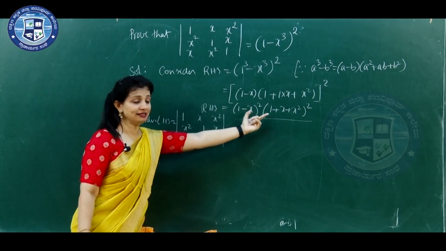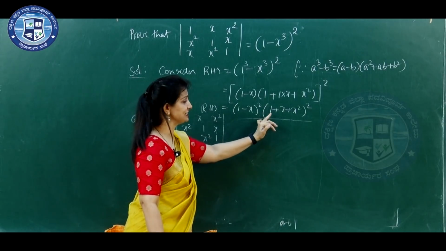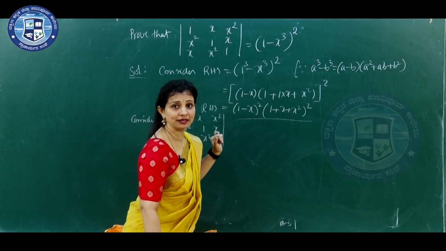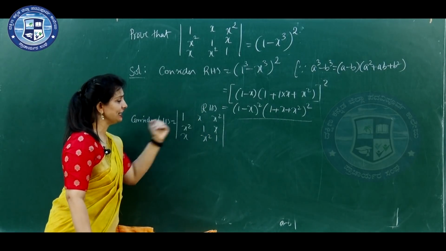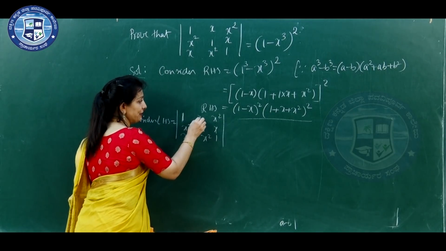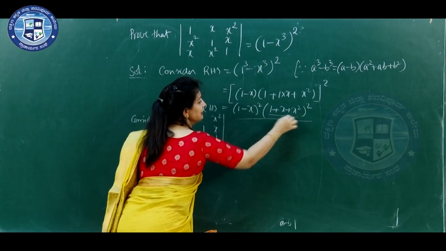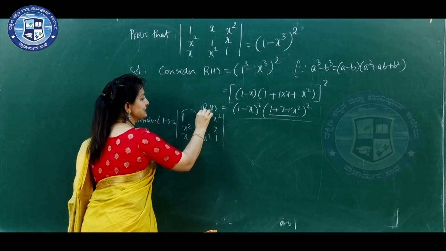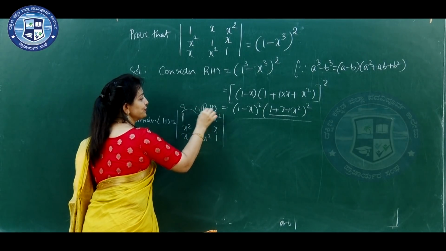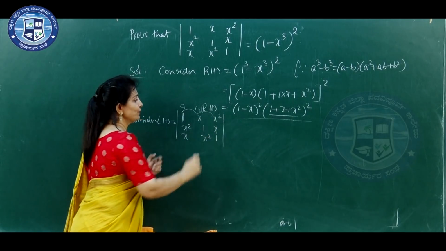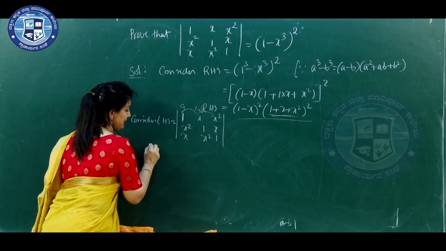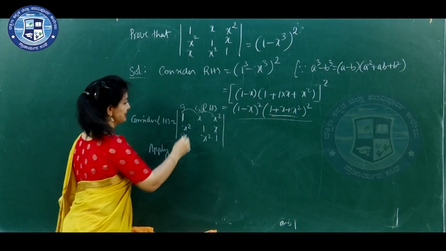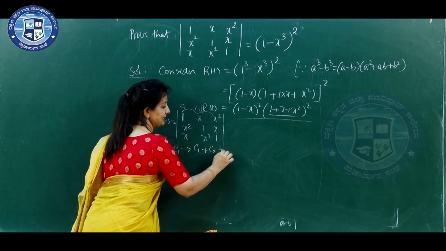So, our aim is to get the factors of RHS. What are the factors of RHS? Either you need to get 1 minus x or 1 plus x plus x square, which is possible to get. It is very clearly known that 1 plus x plus x square, the second factor, is possible to get by applying C1 plus C2 plus C3. So, we apply C1 implies C1 plus C2 plus C3.